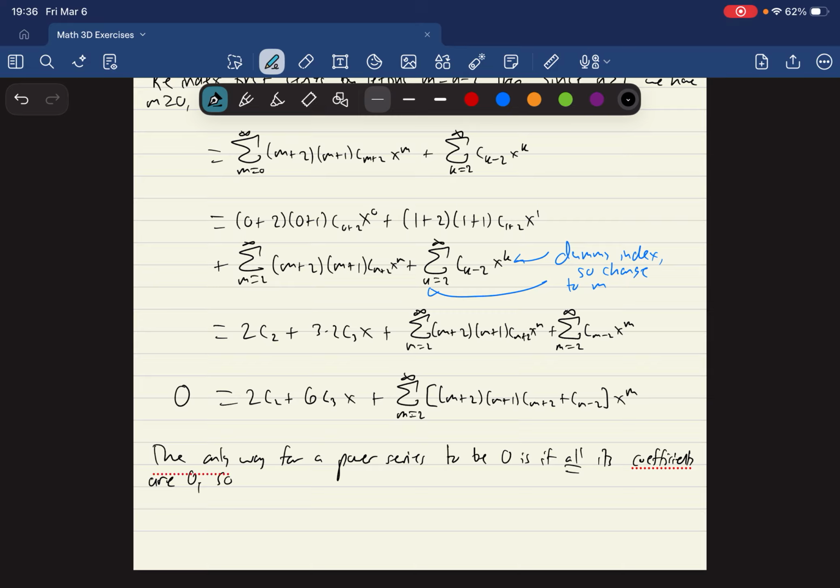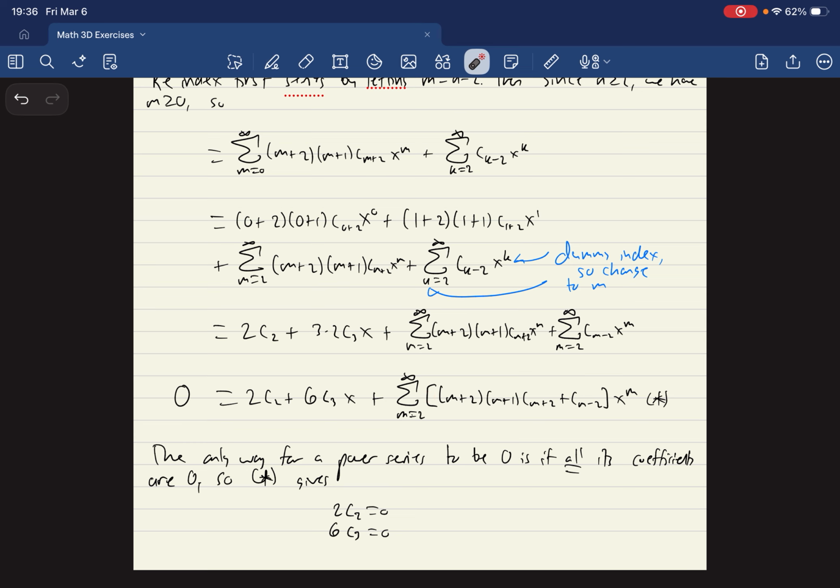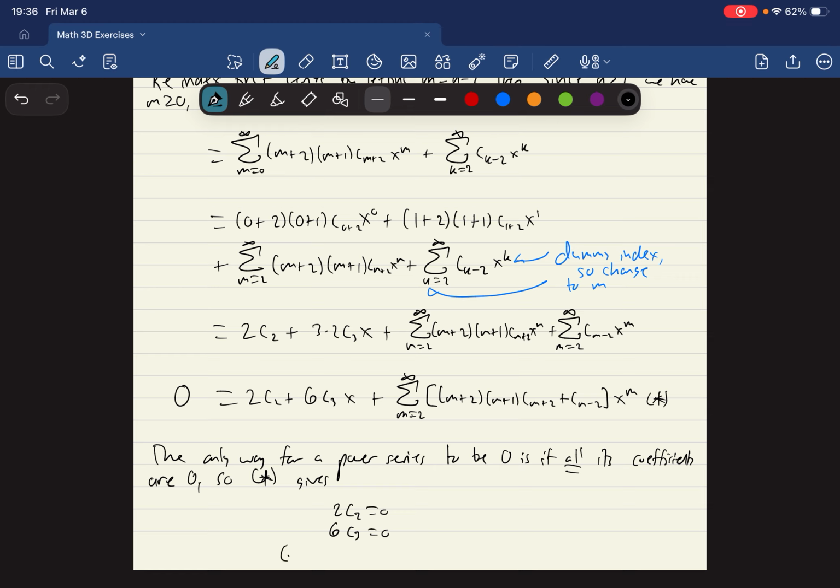So star, which I've labeled above, gives, well, we have that. So first off, this coefficient must be 0. Or rather, this coefficient, the whole thing, 6c3, must be 0. And then we get this, all of these must be 0. So (m+2)(m+1)c_{m+2} + c_{m-2} must be 0, and this must hold for all m bigger than or equal to 2. Okay.